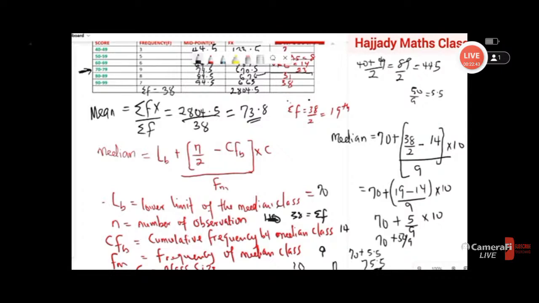One thing you will observe with the median is that the value you get must fall within this range from 70 to 79. If it falls outside this range, it shows that your answer is wrong. So you can see that the median is somehow greater than the midpoint, which is 74.5.